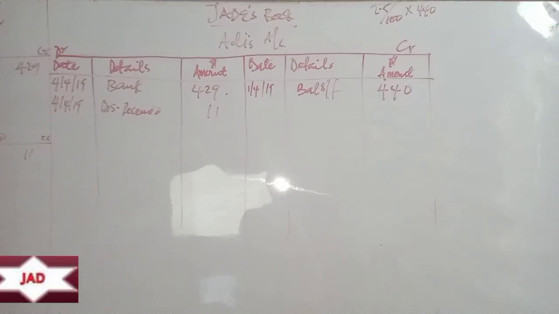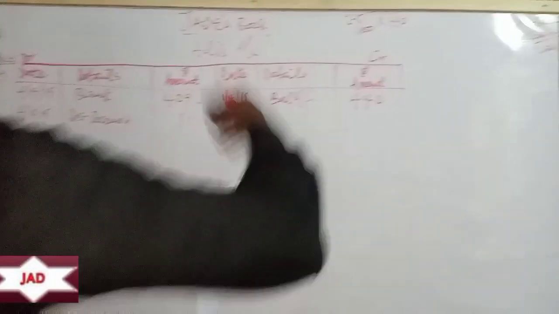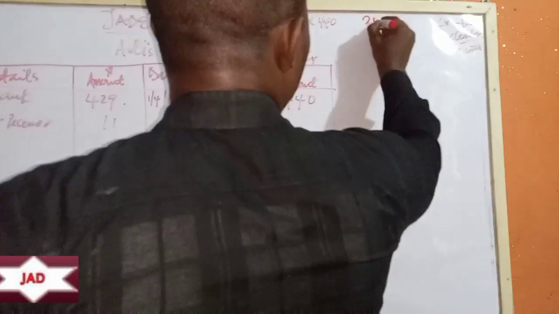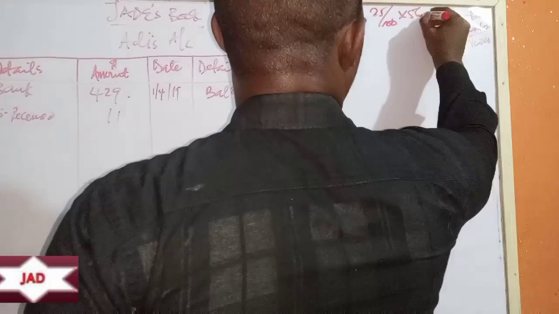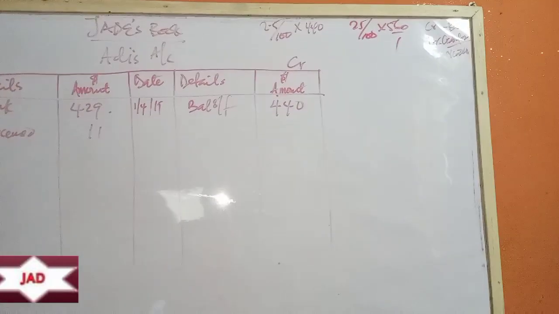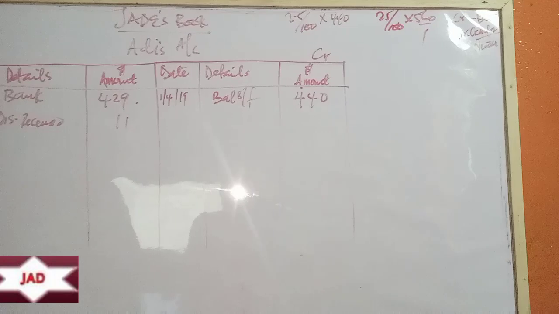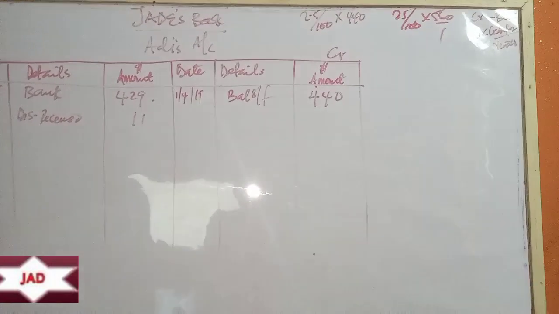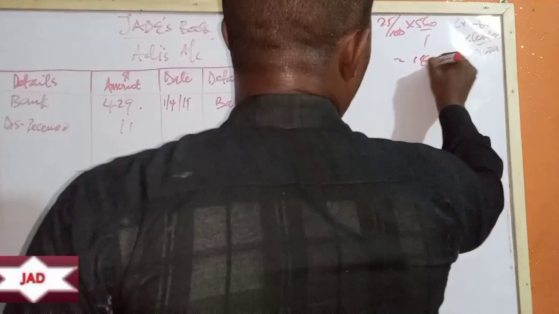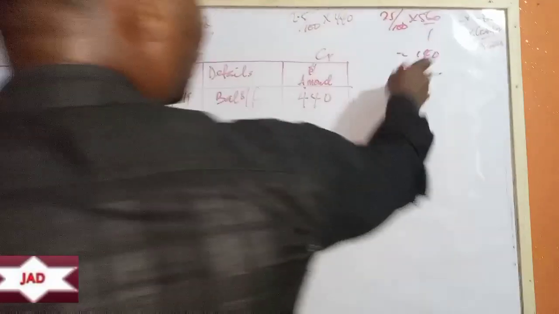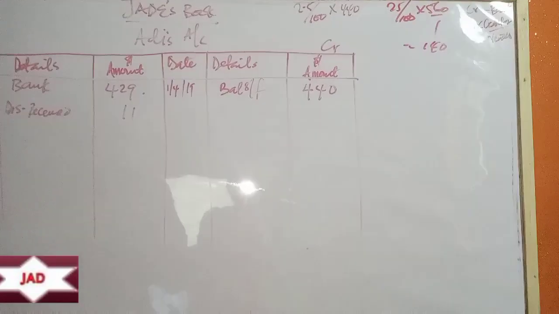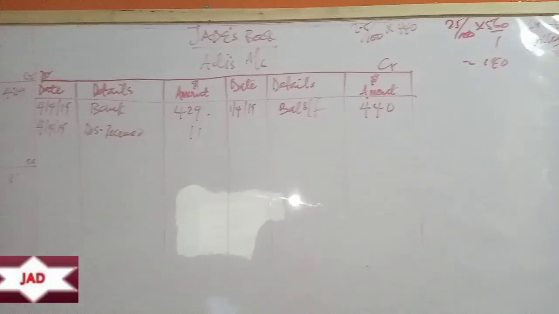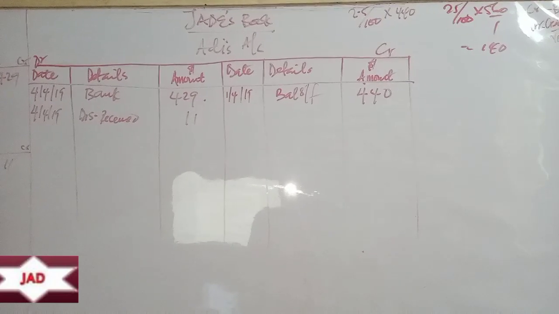So we have 560 worth of product, then 25% trade discount. So we have 25 over 100 times 560 over 1. So what do you have there? 25% of 560 is 140. If you take 140 out of 560, what do you have there? We have 420.